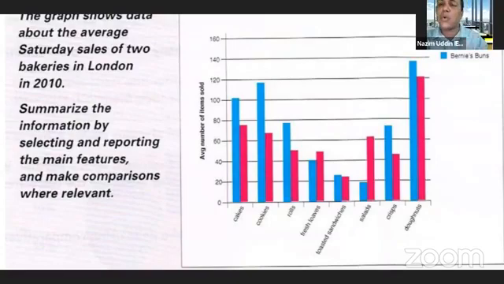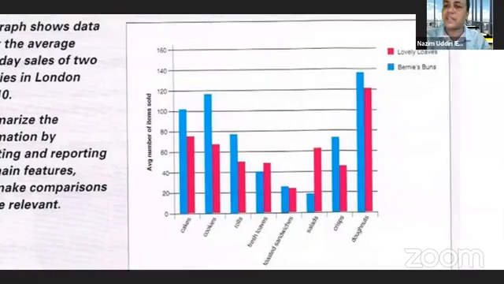Now, I would like to know whether you understand the figure or not. I would like to ask Mahir Khan, could you please tell me, do you understand the question? What number of items do the two bakeries sell on Saturday in 2010? Whatever you understand, show the figure. Mahir Khan, can you please reply? Do you understand the question? Do you understand the figure?